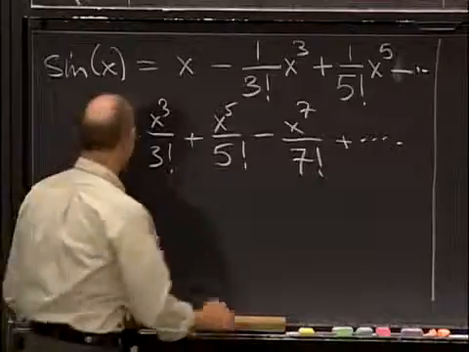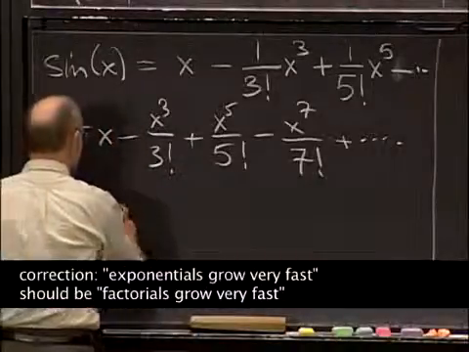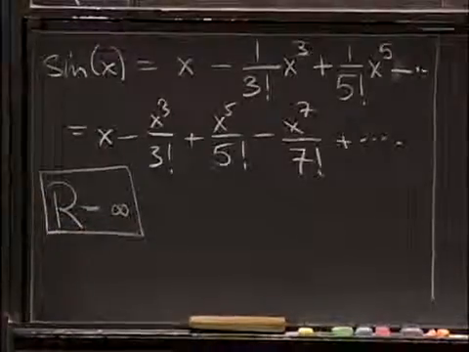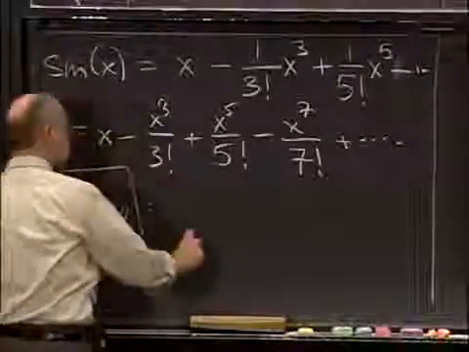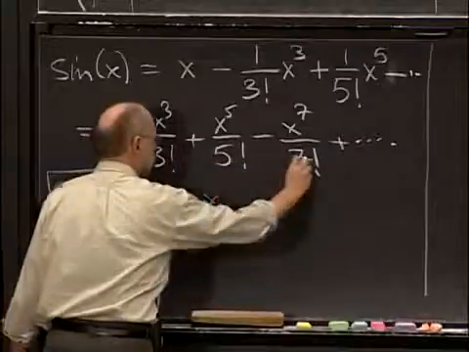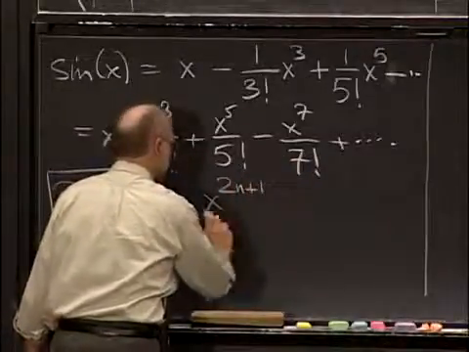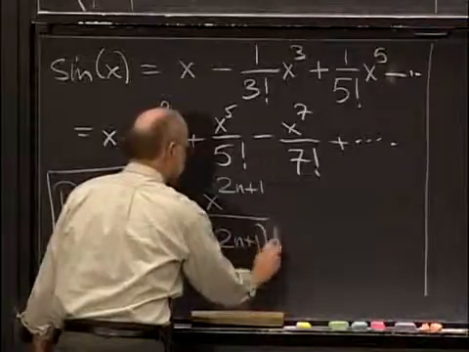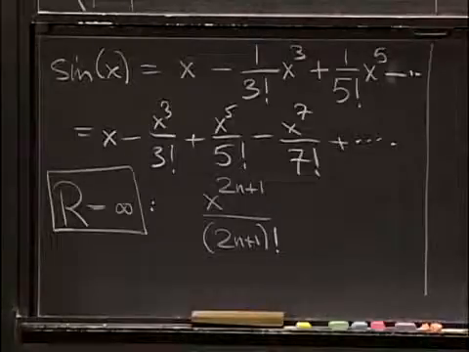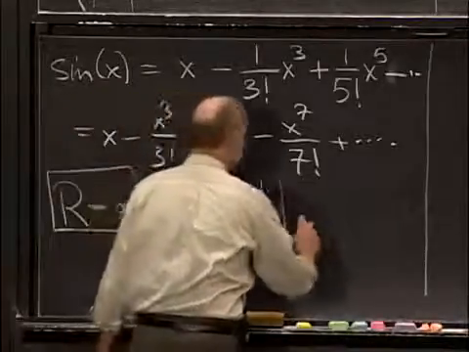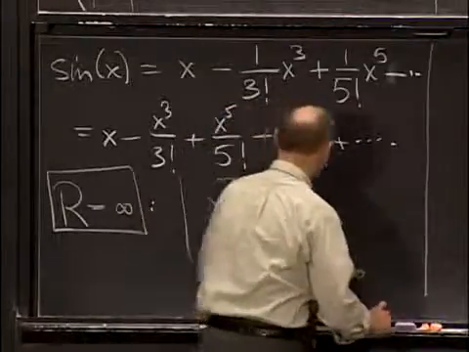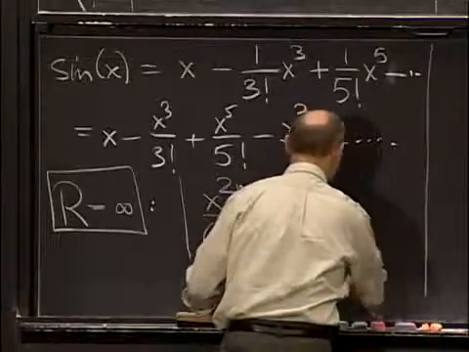Exponentials grow very fast. Let me make a remark. R is infinity here. The radius of convergence of this power series, again, is infinity. And let me just say why. The reason is that the general term is going to be like x to the 2n plus 1 divided by 2n plus 1 factorial. An odd number I can write as 2n plus 1. And what I want to say is, what happens to the size of this as n goes to infinity?